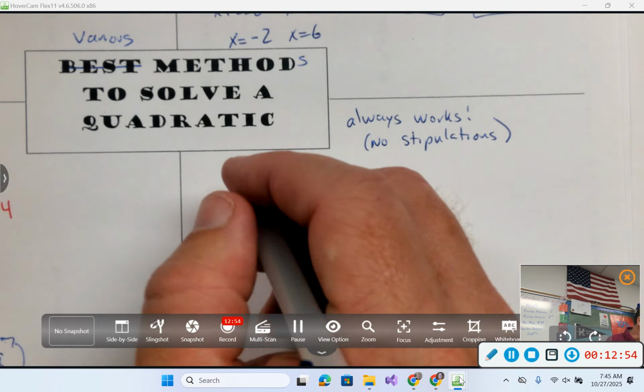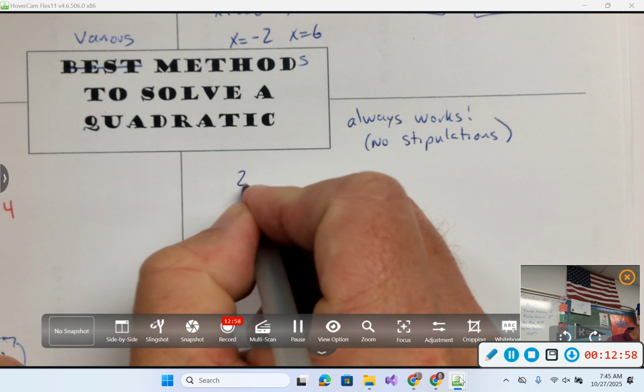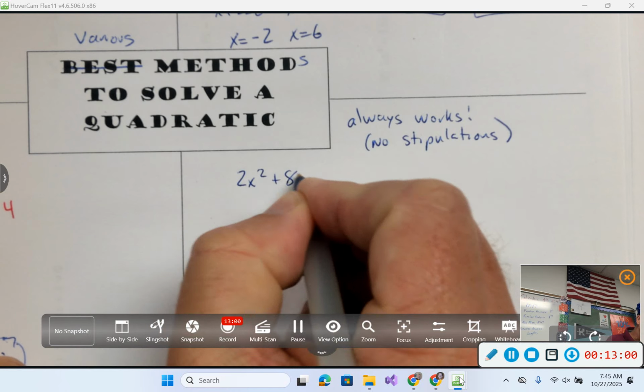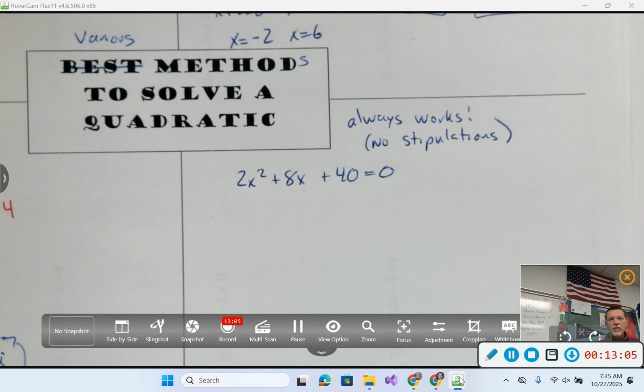And so the problem I want to do for this one is the same as the problem we just did. So hopefully we get the same thing if it's the same problem. 2x squared plus 8x plus 40 equals 0.